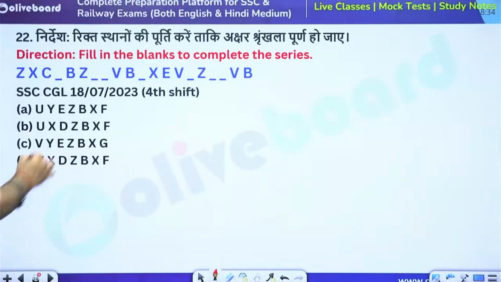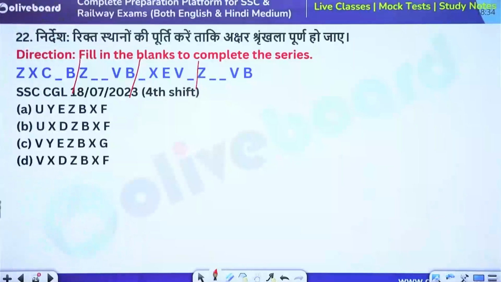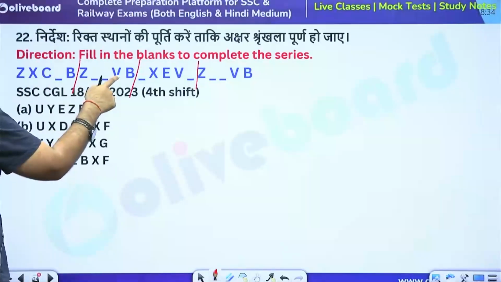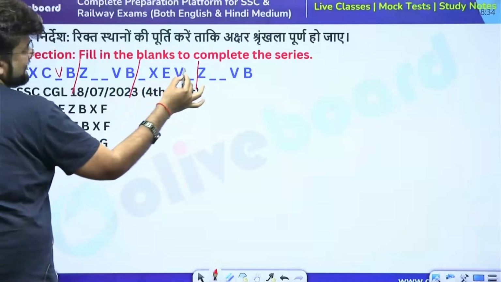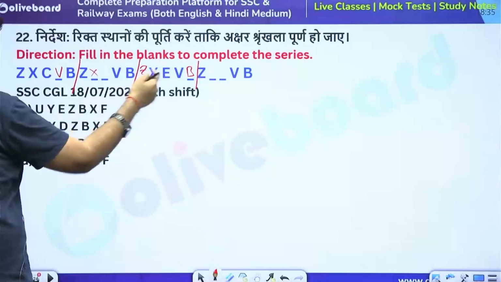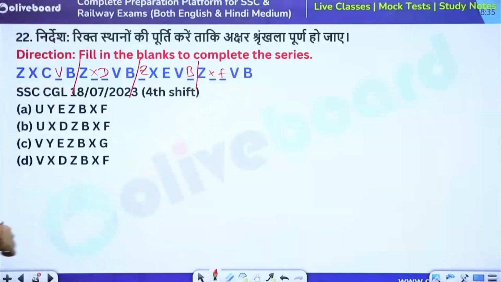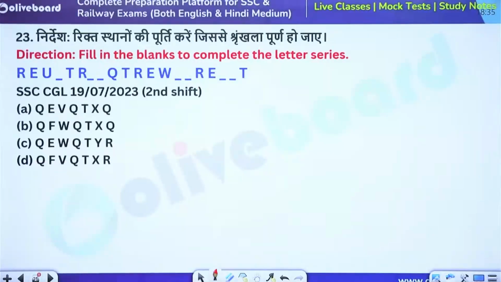ZXCB, ZB, ZB. Mostly this is the pattern. ZXCB, VB, VB. So this is VB only. But ZXC, ZXD, ZXE, ZXF. Cool. So VXD, ZBXF. Option D is the right answer. After solving a few questions and approaching them with a particular logic, you will start feeling that repeated letter series are the easiest kind of questions which can ever be put across.